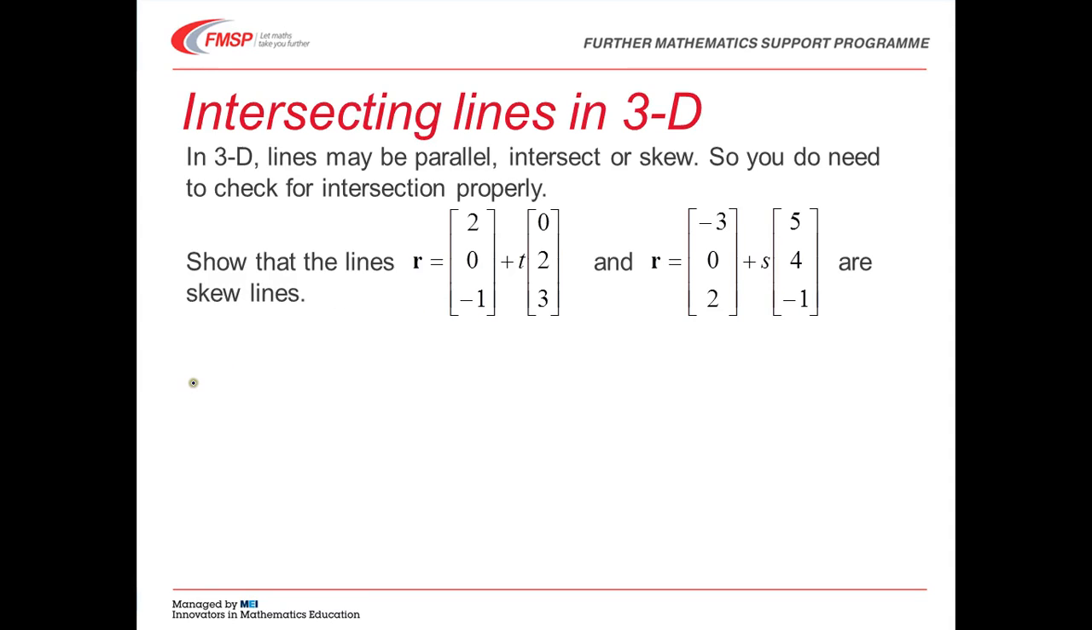Here we're asked to show that the lines are skew lines. So we're asked to demonstrate that our simultaneous equations are not going to be simultaneous. So x components: 2 plus 0t is minus 3 plus 5s. 0 plus 2t is 0 plus 4s. And minus 1 plus 3t is equal to 2 minus s.